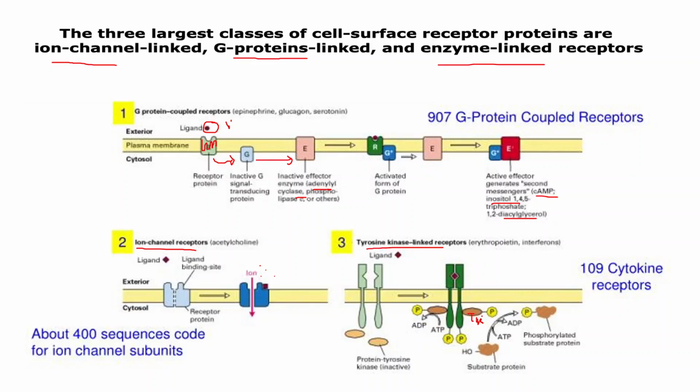So here the tyrosine kinase is present in an inactive form. When the ligand binds, it will dimerize the receptor and lead to the autophosphorylation of the receptor as well as the tyrosine kinase, okay. Once the tyrosine kinase is phosphorylated, it gets activated, and because it is a kind of kinase, it will phosphorylate the substrate protein, okay. So these are 3 different types of major receptors, okay.